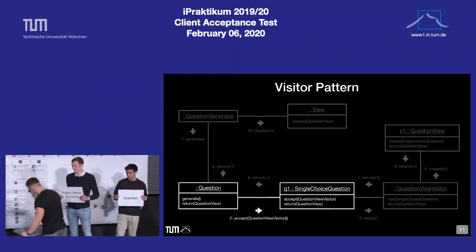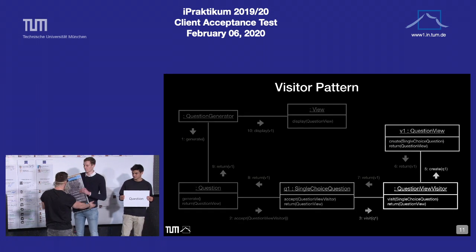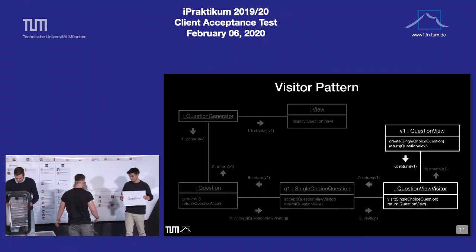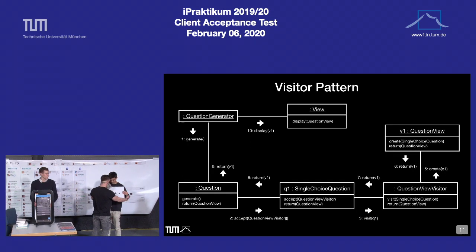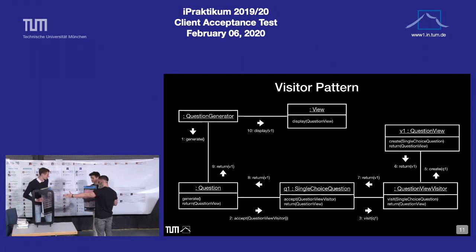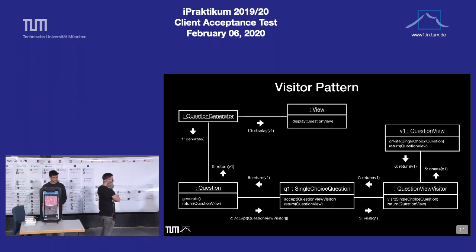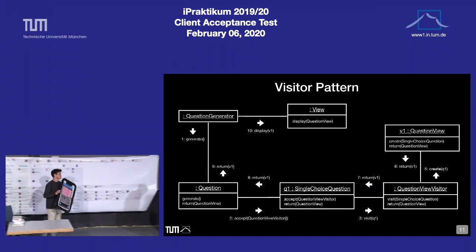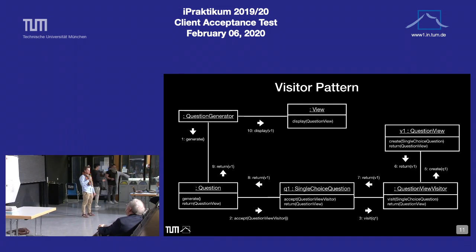Thanks to the visitor pattern, we can now visit the right method for constructing the appropriate view of the question. And the question can now be displayed to the user. This process repeats every time a new question has to be displayed. As you can see, the visitor pattern provides a clean implementation for constructing the right view while traversing an array of questions. In the future, we could easily add new question types without changing the display logic at all.